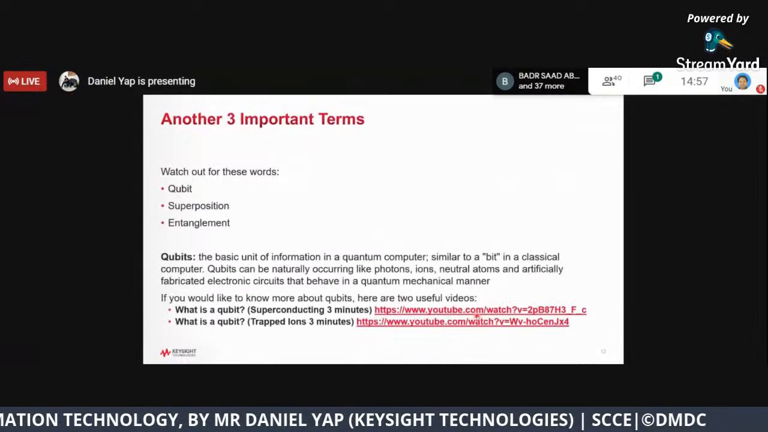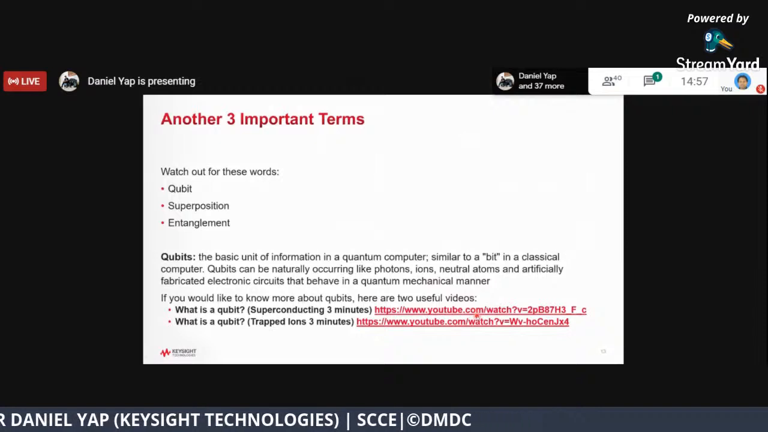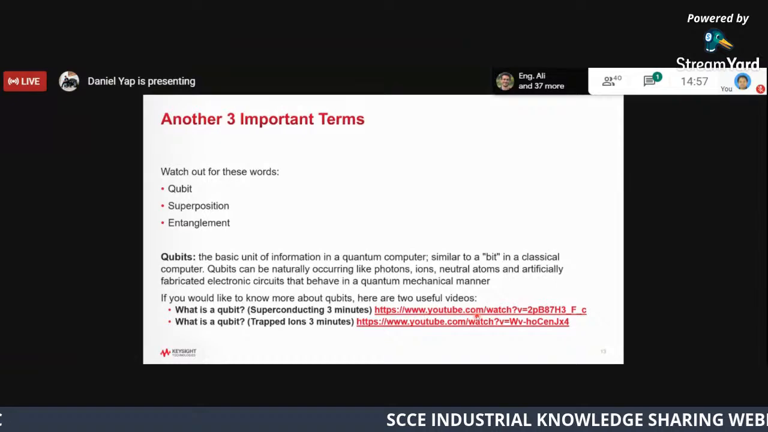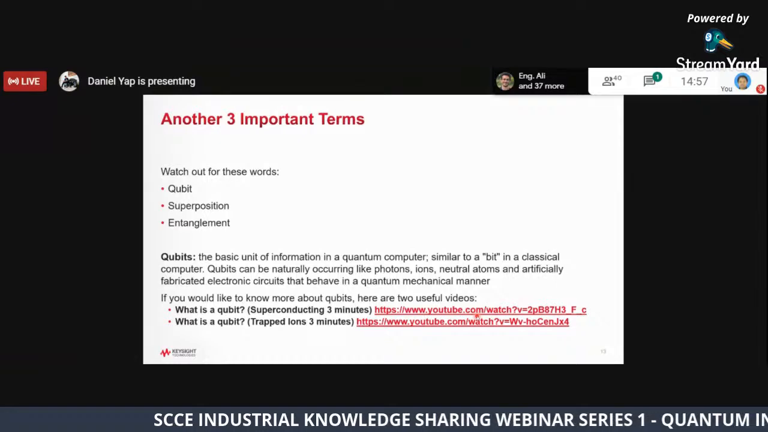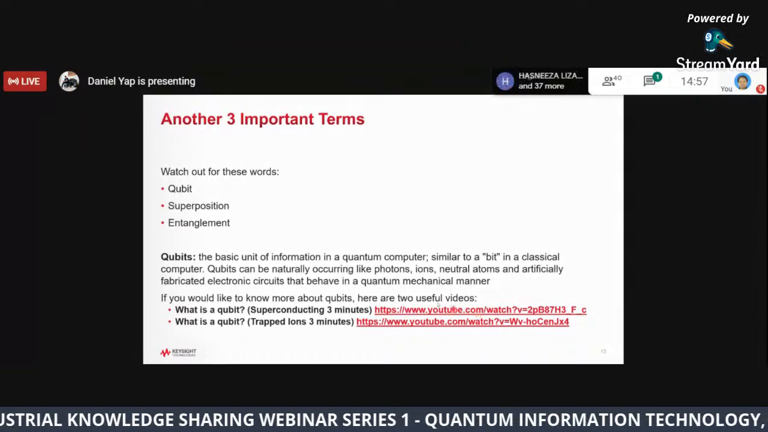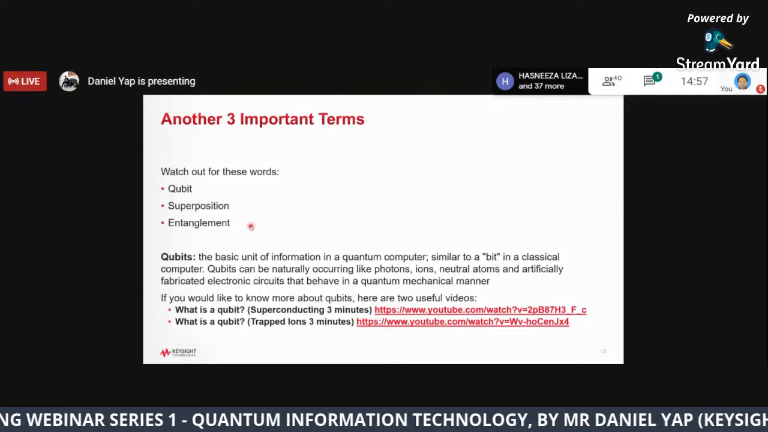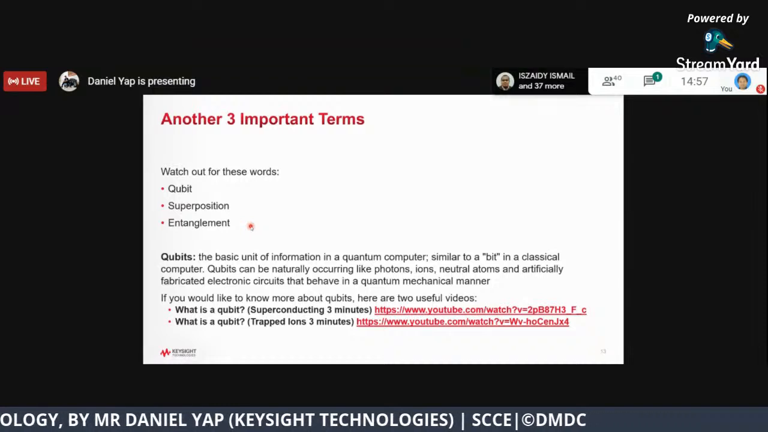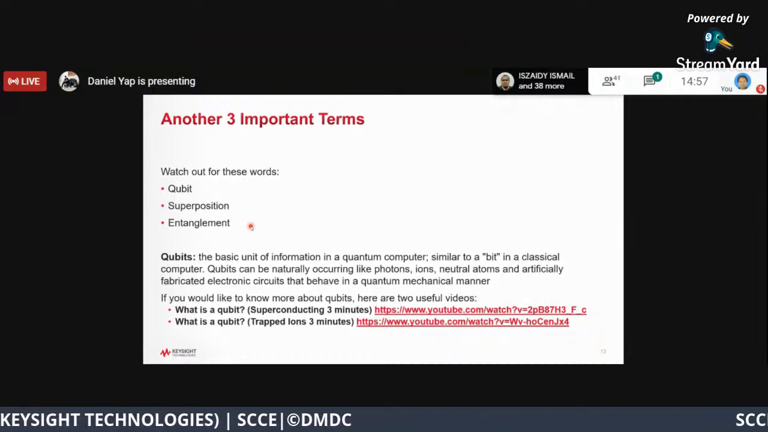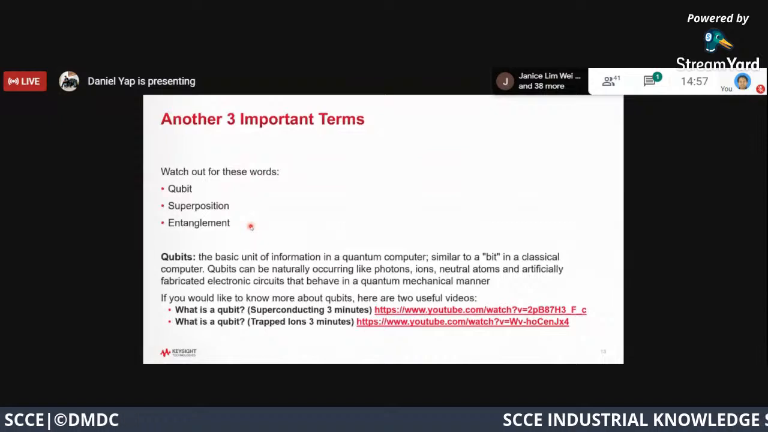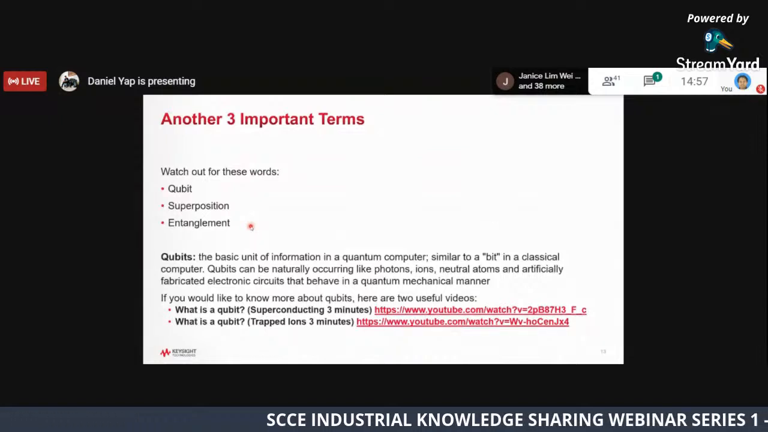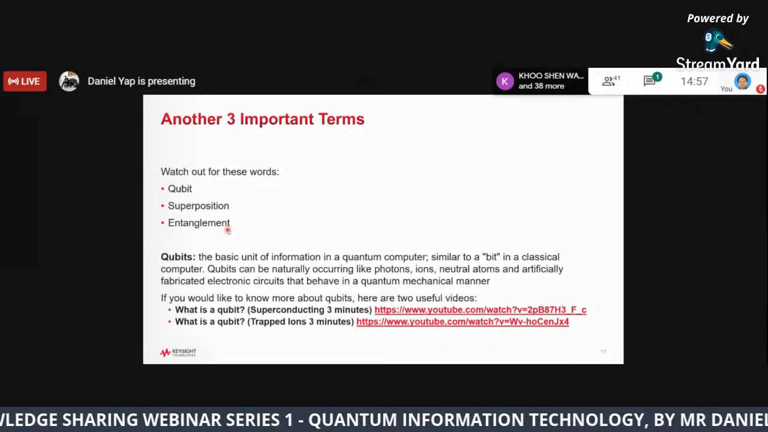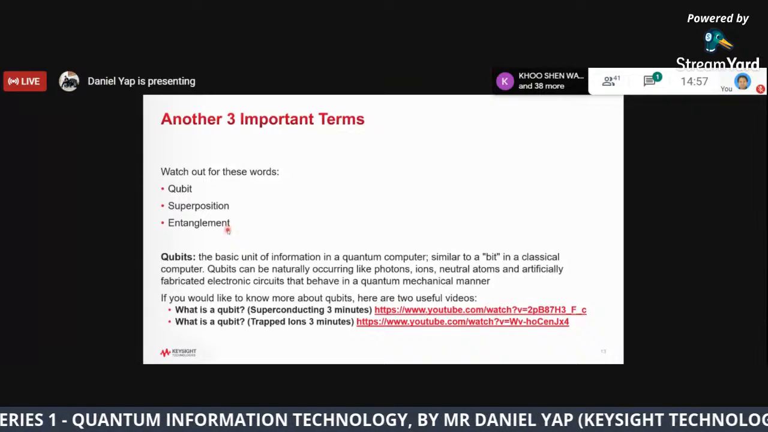Okay, another three important terms. I think I did explain them earlier on. What's a qubit? A qubit is a way of how we interpret information for quantum. The other term is superposition, which I also explained. It is the state when the qubit exists in a third state in between one and zero, or between the excited and ground state. And the other very important term if you study quantum is entanglement.